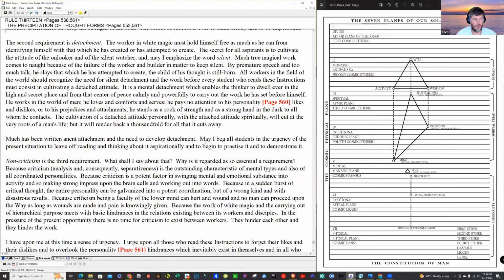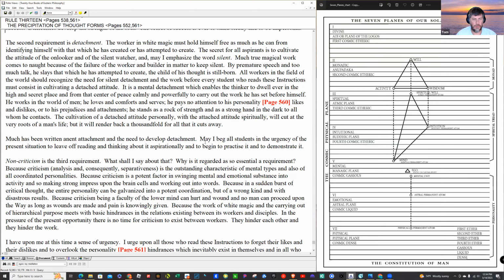Much true magical work comes to naught because of the failure of the worker and builder in matter to keep silent. By premature speech and too much talk, he slays that which he has attempted to create. The child of his thought is stillborn. All workers in the field of the world should recognize the need for silent detachment, and the work before every student who reads these instructions must consist in cultivating a detached attitude.